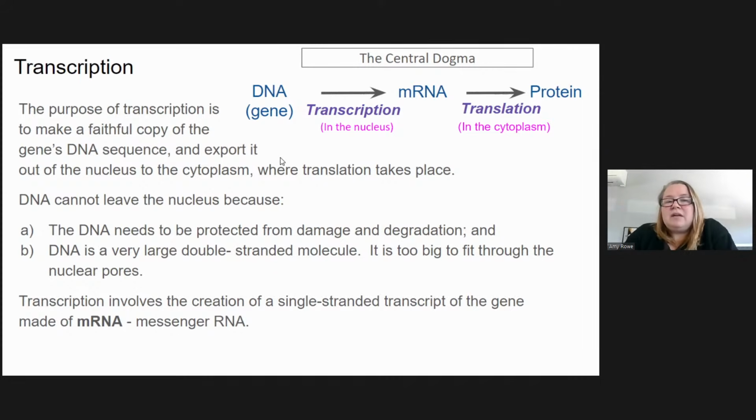So we need to somehow get our DNA sequence from our nucleus out to our cytoplasm, and that's where messenger RNA comes into play. Transcription involves the creation of messenger RNA, which is single-stranded, and sends it out of the nucleus and into the cytoplasm.